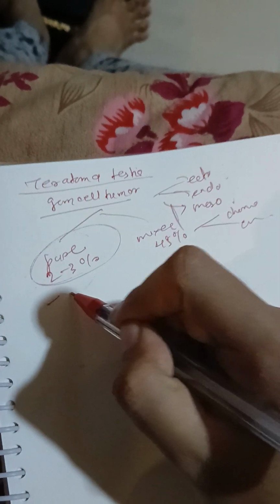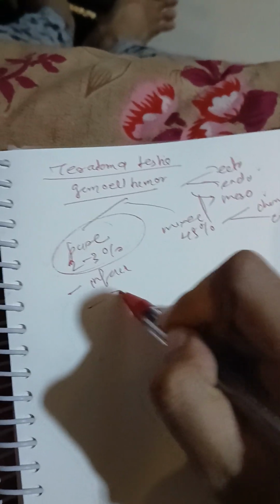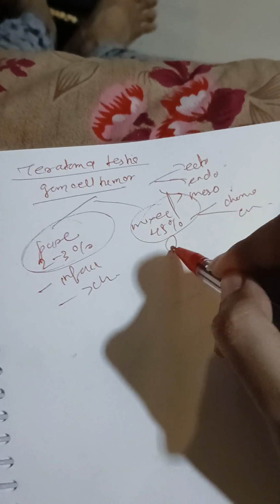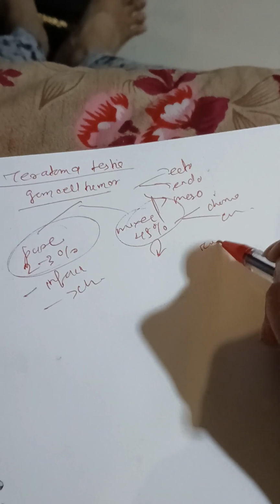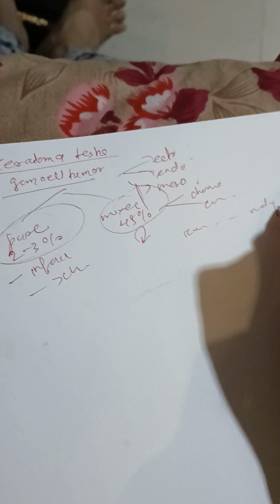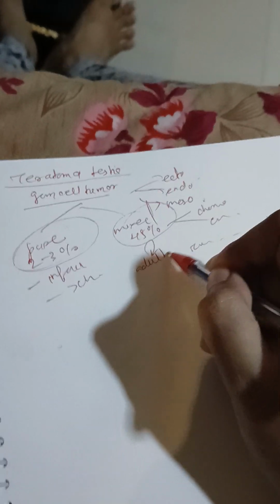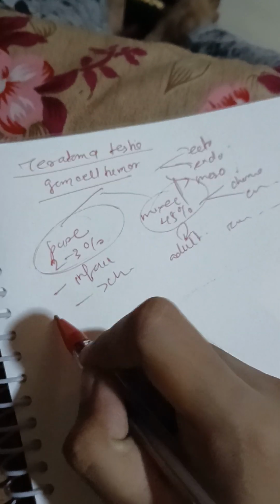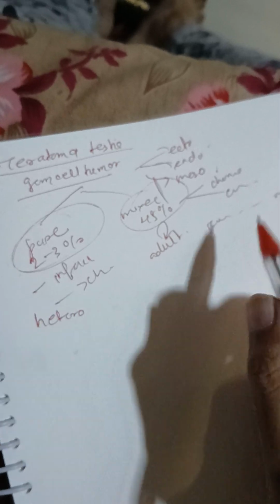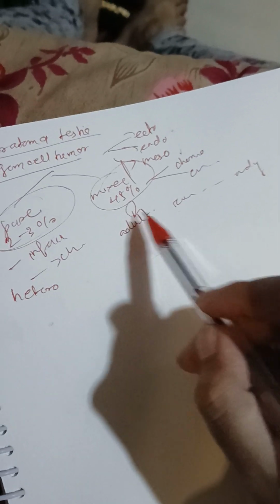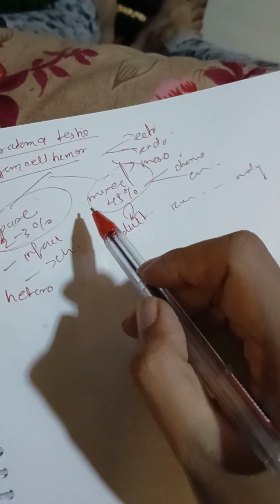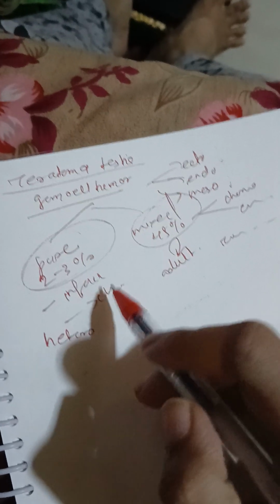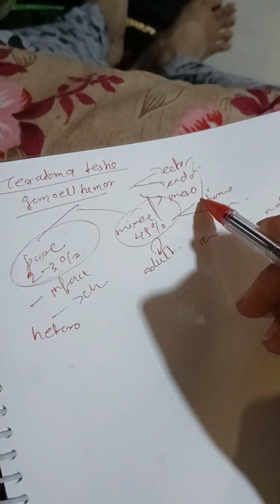Pure germ cell tumor is mainly seen in infancy and early childhood, and mixed is basically seen in teratoma with malignant transformation, which we'll see later, and it is also observed in adults. So basically it's a heterogeneous tumor which consists of organoid structures or differentiated cells derived from any of the three germ cell layers.